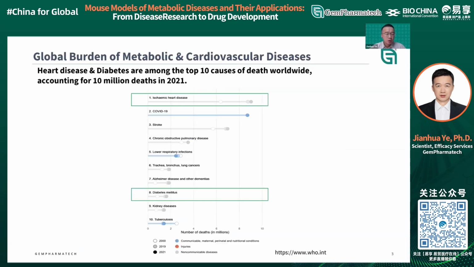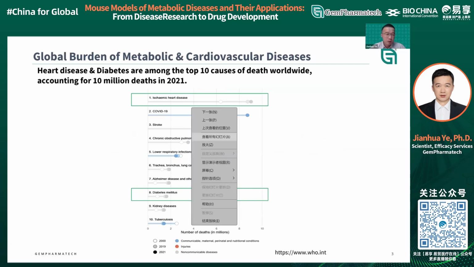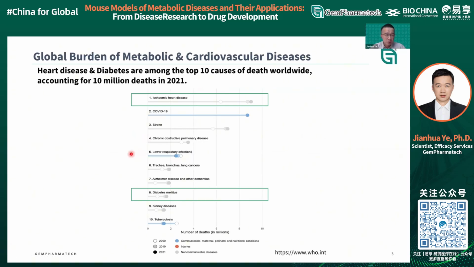The global burden of metabolic and cardiovascular disease is very heavy. As we can see from this picture, heart disease and diabetes are among the top 10 causes of death worldwide. This information is from the World Health Organization. These two diseases accounted for 10 million deaths in 2021.